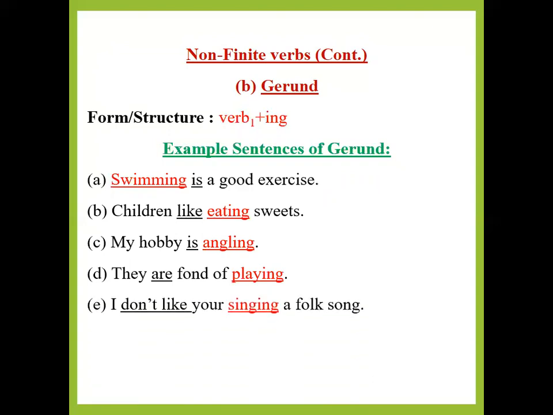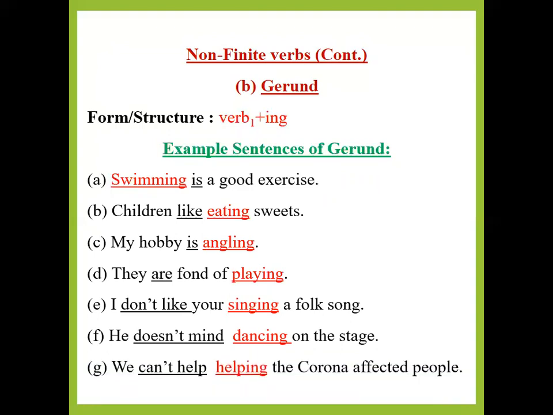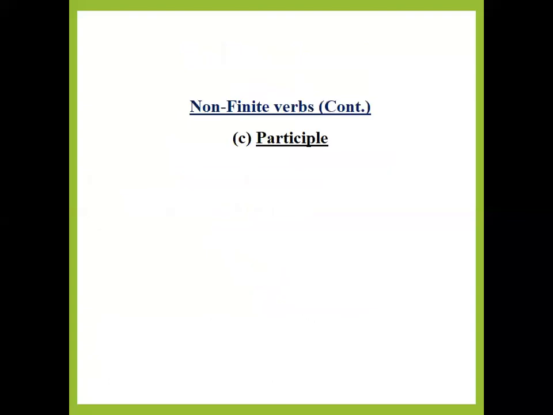E. I don't like your singing a folk song. Singing is a gerund here. He doesn't mind dancing on the stage. Dancing is used as a gerund in this sentence. We can't help helping the corona affected people. Here, helping is used as a gerund and help is used as a finite verb.